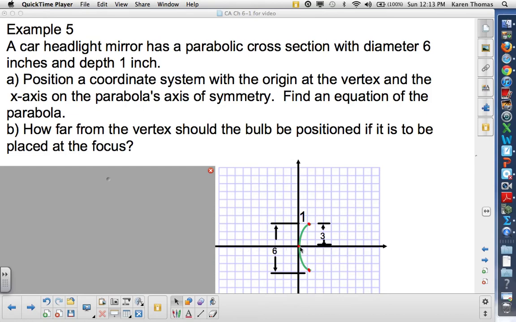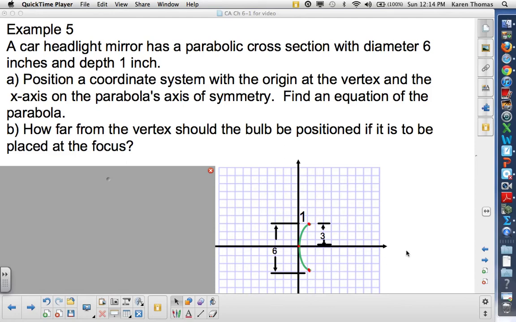So I plotted my vertex. I drew my parabola that has a diameter of 6 inches right here. That's our 6 inches. So I went from 3 to negative 3 with my parabola. It had a depth of 1 inch, so I just took my parabola and moved it out to 1. So I have this point on the parabola that is at 1, 3. And this point here is 1, negative 3.